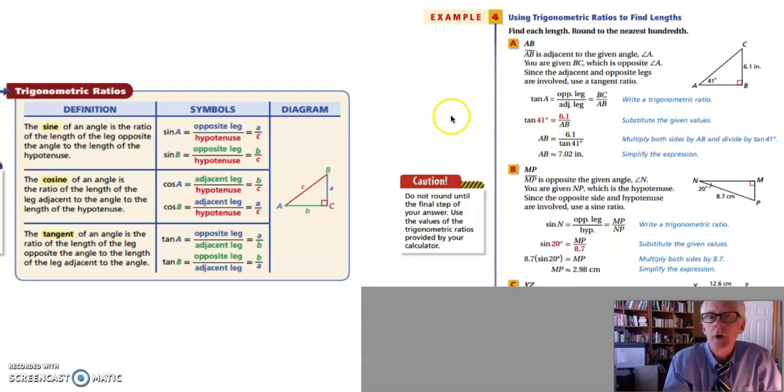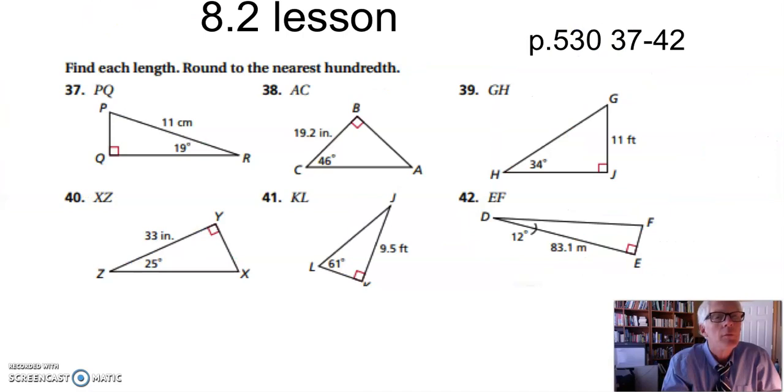Your first assignment, to make sure you understand it, is page 530, questions 37 to 42. It's these six right here, finding the missing side. If you don't want to get your book, get your camera out and take a picture of this, or just pause it so you can look at me, whatever you want to do. But that is the first lesson.